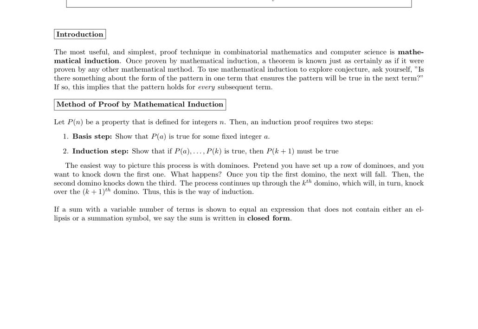If a sum with a variable number of terms is shown to equal an expression that does not contain either an ellipsis or a summation symbol, we say that the sum is written in closed form. The mathematical induction proofs we're going to be doing are ones such that the expanded form is equal to a closed form. So we're not going to be using the summation symbol here.